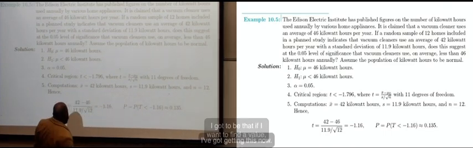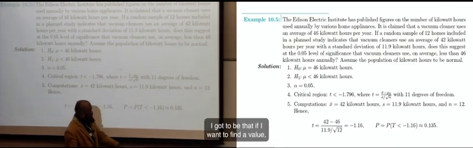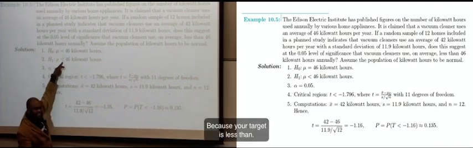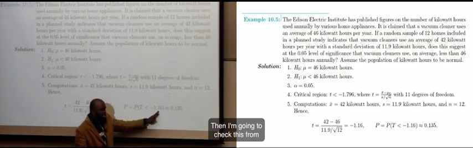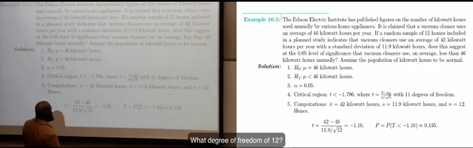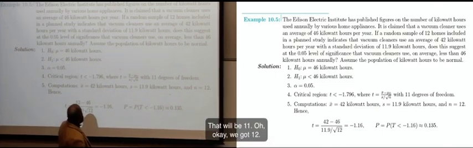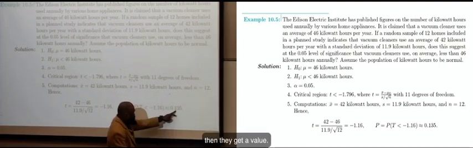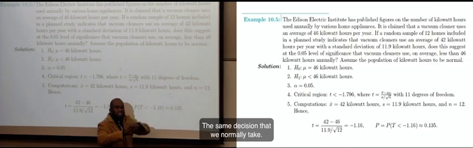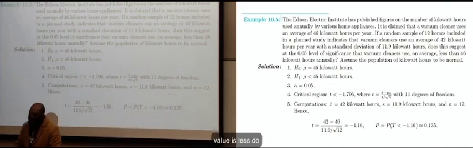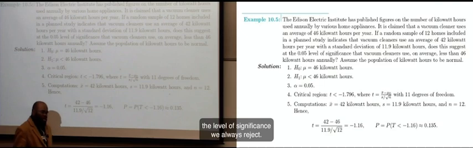After getting this now, I got t to be that. If I want to find a p-value, why do I have a less than? Because the alternative is less than. Then I'm going to check this from the table using the degrees of freedom. What is the degree of freedom for 12? That would be 11, right? Oh, okay, we got 12, so 12 minus 1. You know, we want to check a t table. At the end of the day, we get a p-value. The same decision that we normally take, we compare the p-value with the level of significance. Where the p-value is less than the level of significance, we always reject.